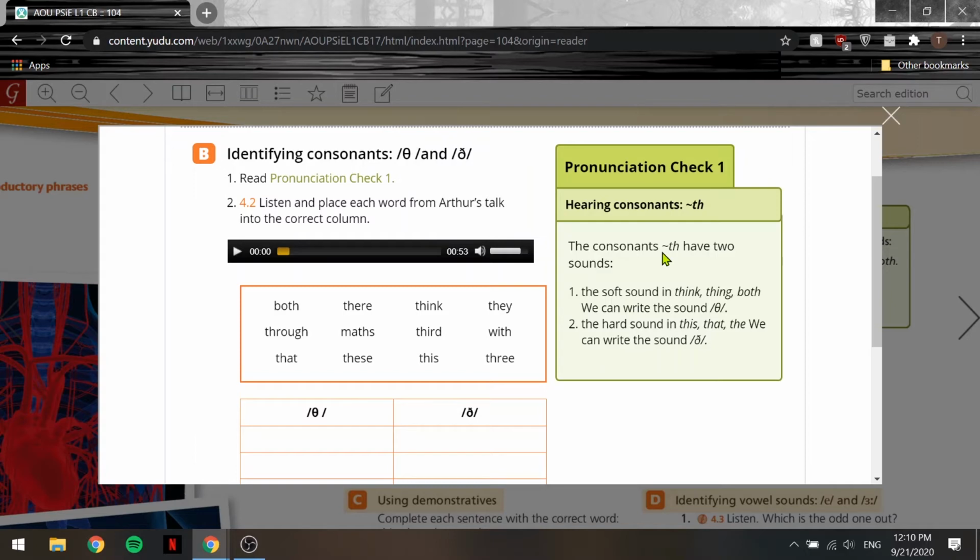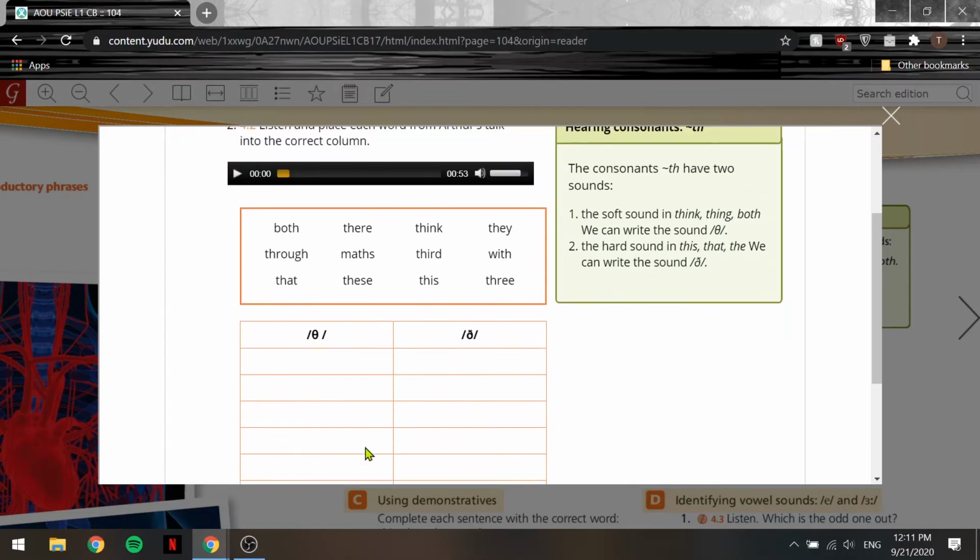Okay, and then you have the hard sound, which is like this, that. So the difference between think and this, they both start with th, but look at the difference. Think and this, thing and that. Both and we. Okay, and the. So let's listen to all of these words from Arthur's talk, and then we'll put each one into the correct column.